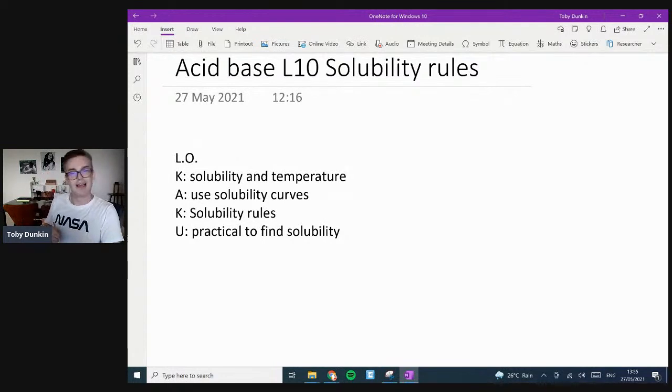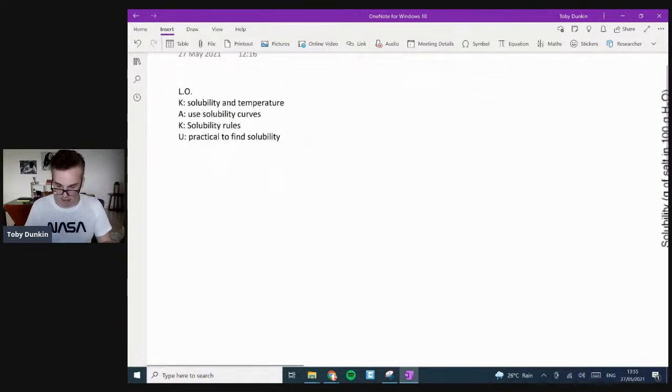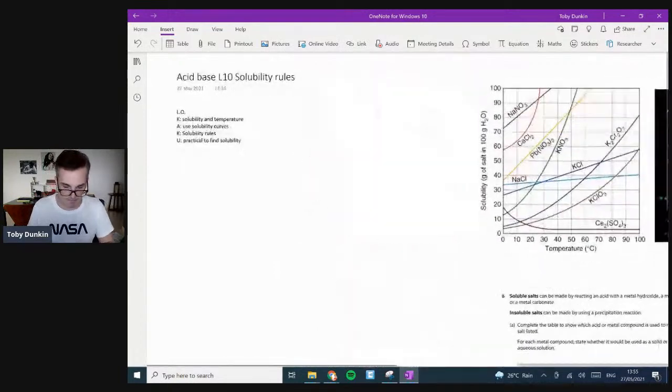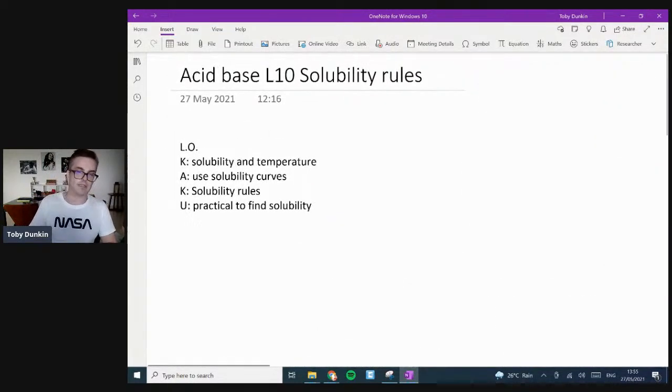Learning objective number 2, use solubility curves. These look like these. You need to be able to use these. They commonly come up in exam questions, so it'd be useful to be able to use those.